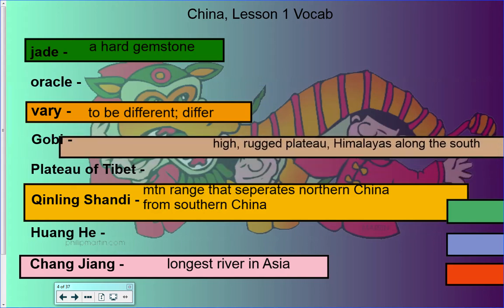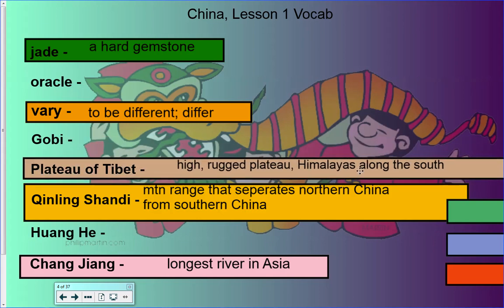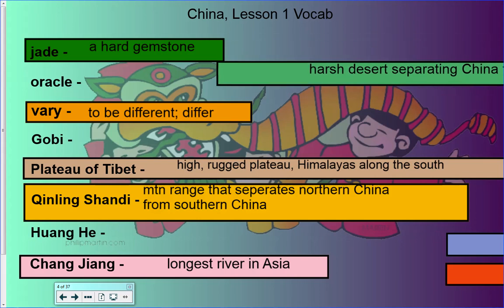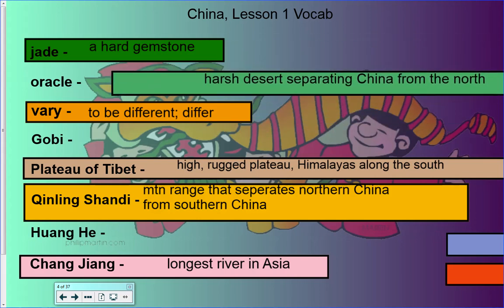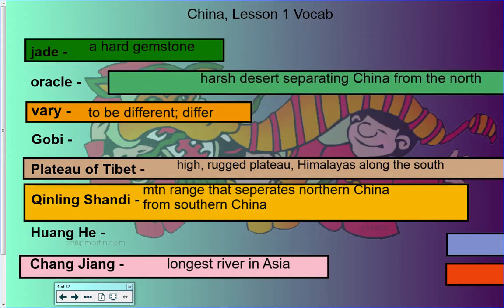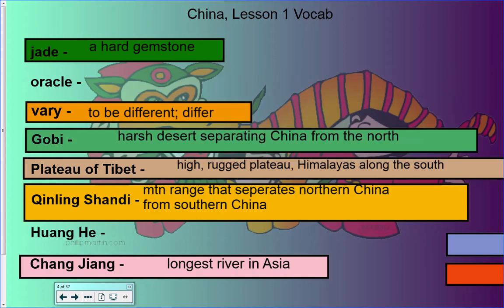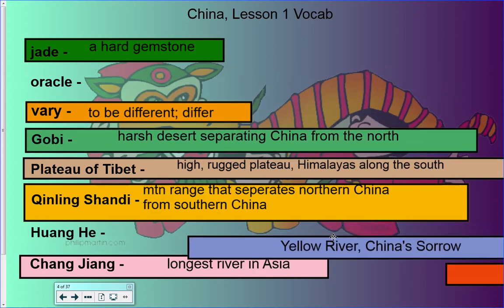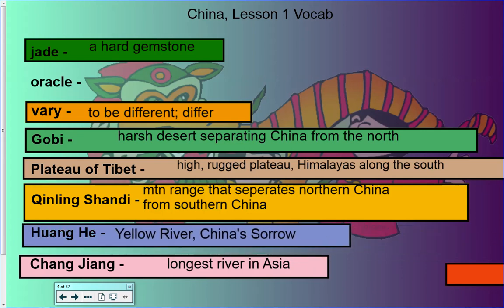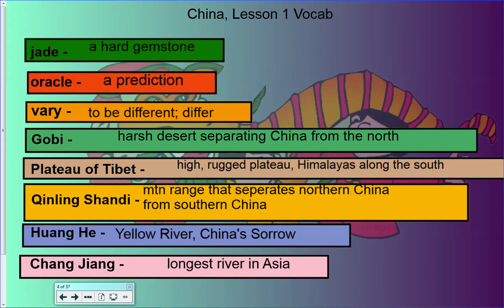High rugged plateau, Himalayas along the south. Plateau of Tibet. Harsh desert separating China from the north. Gobi. Yellow River, China's sorrow. Huanghe. And the last one. What's an oracle? Do you know? Think about it for a second. Okay, here we go. An oracle is a prediction. Okay?